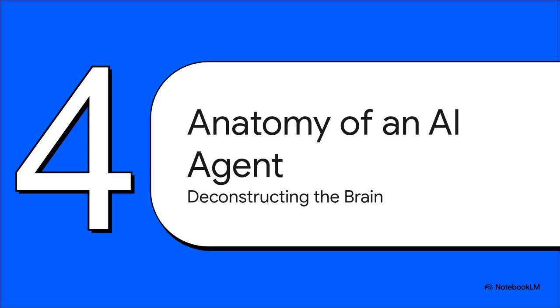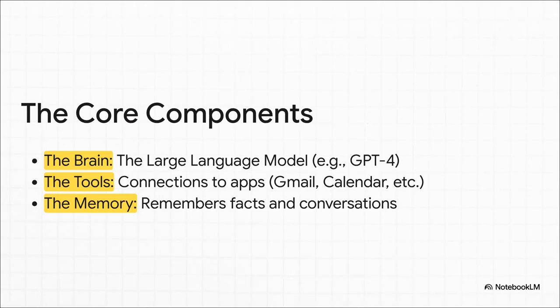Okay, so let's pop the hood on this thing. Let's actually deconstruct one of these agents. What are the core components that make up its brain and let it do all this cool stuff? So pretty much every personal AI agent like Nova is built on 3 main pillars.